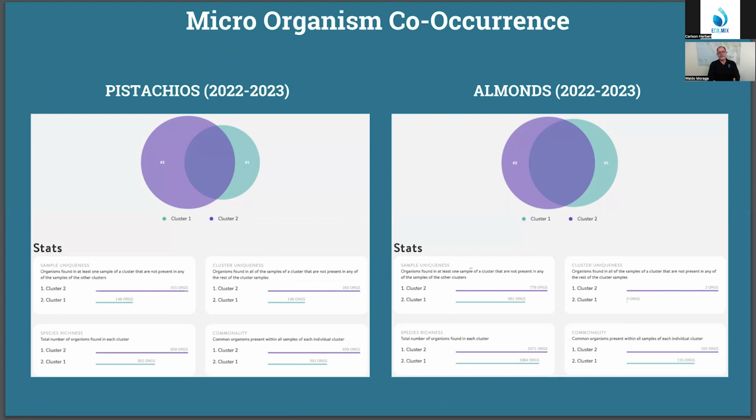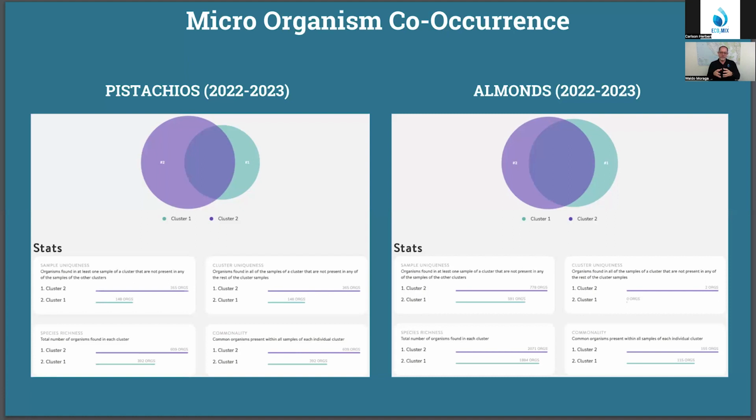Here, other important information that BeCrop gives us is the microorganism population and how it changed over time. In this example, for pistachios and almonds, you can see the blue circle is the quantity of unique microorganisms that were in 2022. And the purple one is the 2023 results. So we grew from 392 different microorganisms to 609 in 2023. That's huge, and it's easy to see in this picture because of how big the circle is.